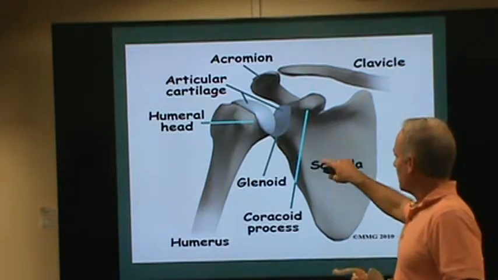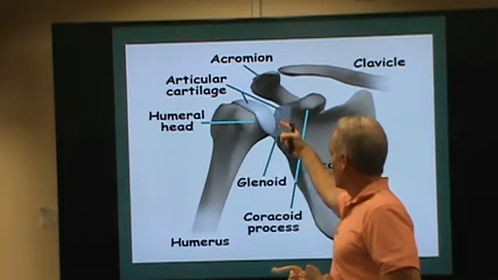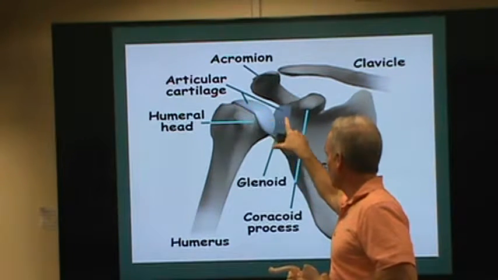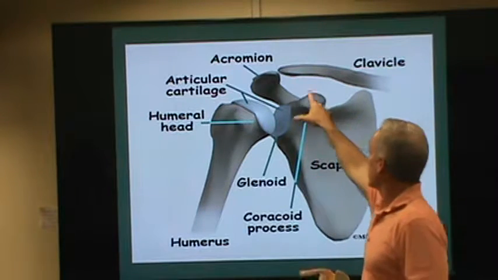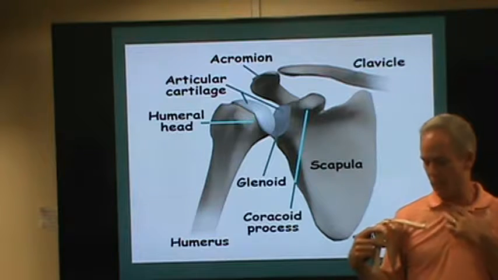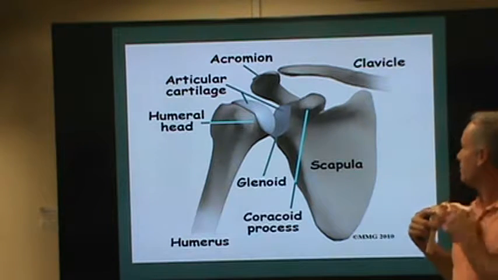But you have your scapula, which forms this glenoid fossa. Then you have your humeral head, and this is the cartilage. And then there's a joint here, an AC joint. And then if you follow that across to your sternum, you have that joint here.